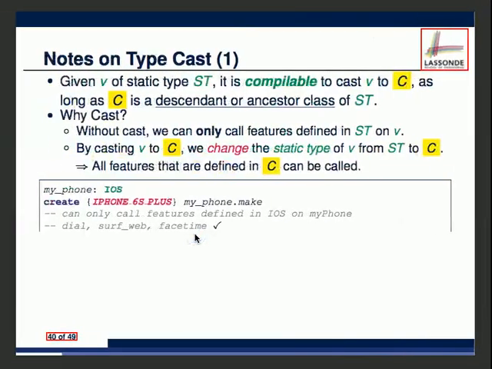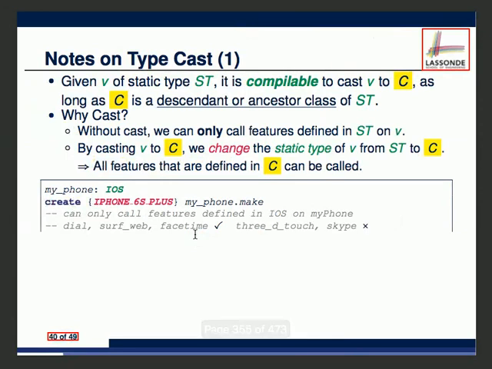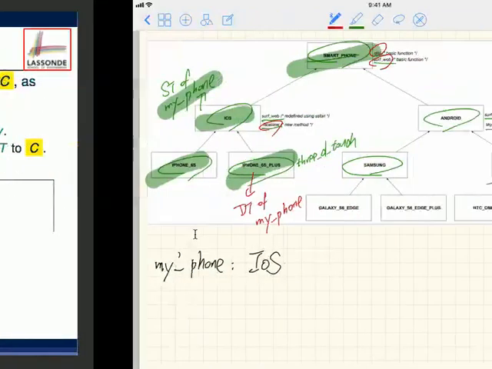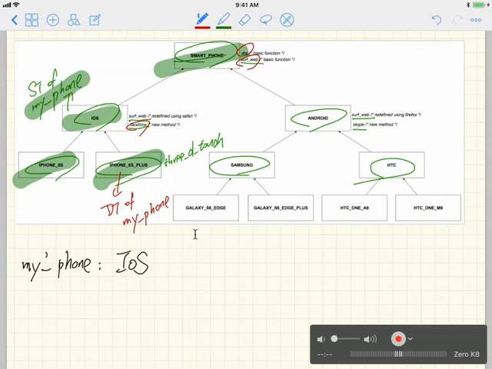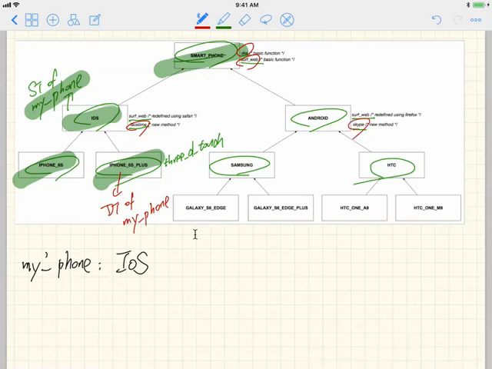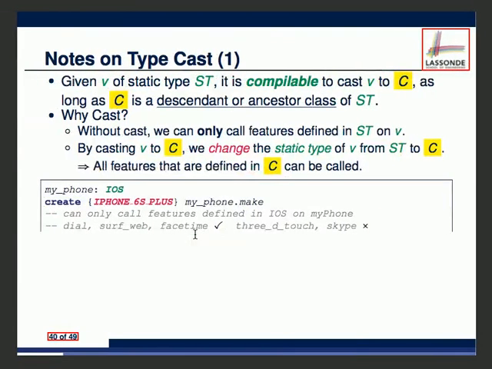Okay? Let's see the more interesting bit. And 3D touch is 3D touch and Skype. So why not Skype? Because Skype is over here. Nothing to do with the ancestor or descendants. Nothing to do with it. Okay? Guys, any questions, please let me know. Okay? Okay, let's go to the next example, next one.